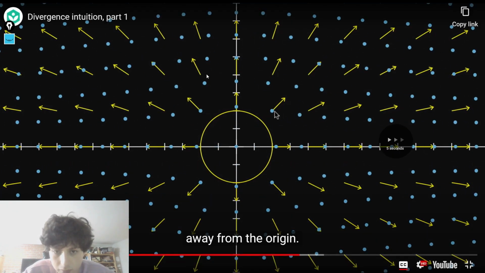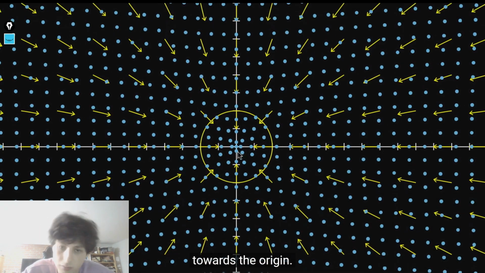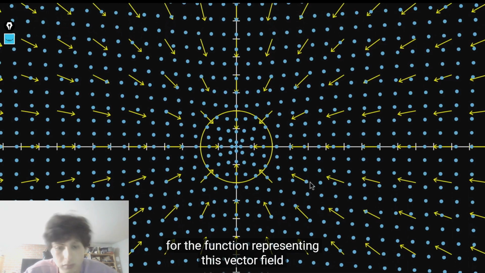And one thing that characterizes this field around the origin is that if we were to flip the vectors around, the density in that region increases. So these don't diverge away; they converge towards the origin. And that fact actually has some mathematical significance for the function representing this vector field around that point.